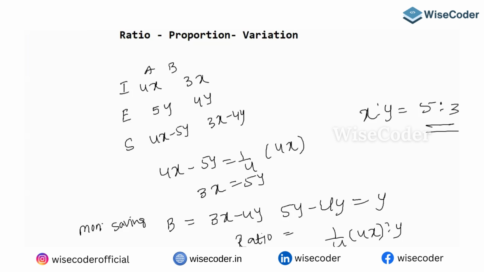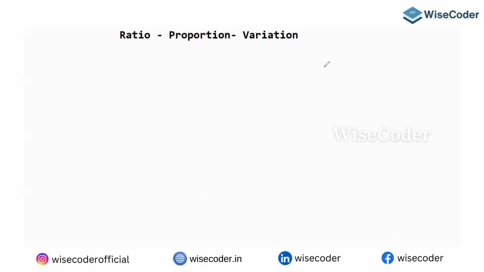So the answer to this question: the monthly savings ratio is 5 is to 3. Okay. Let's go to the next question.